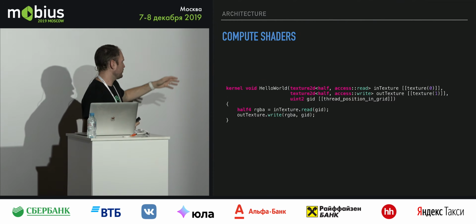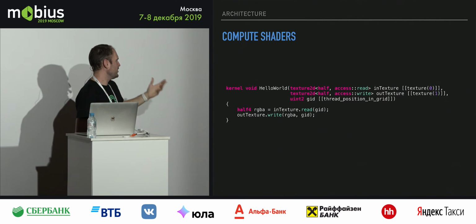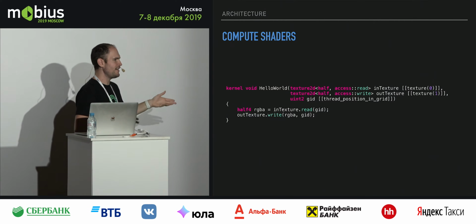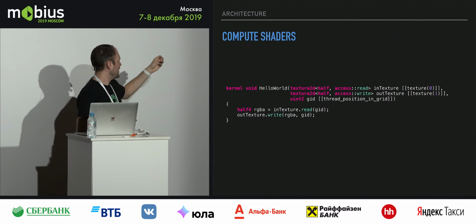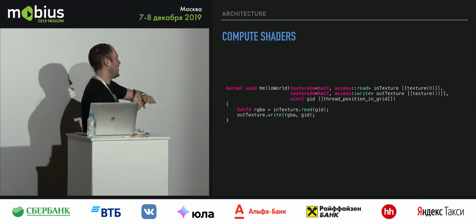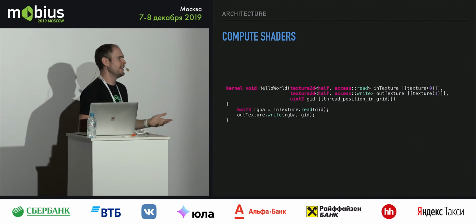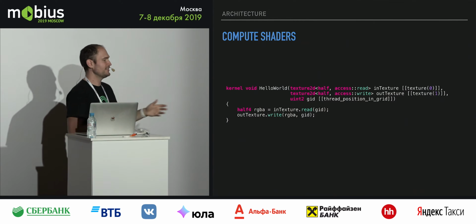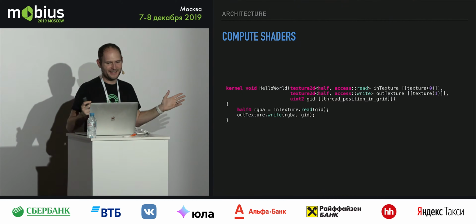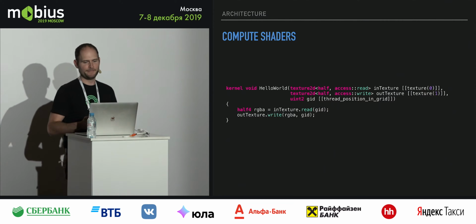So all that we're doing is we're taking the first texture, we're reading in the coordinate using .read, and then we get this half4 value. Half is a half float. And then we take that same color data and we just pass it on to the output texture, writing it in the same position. So this is about as simple as you can get. It accomplishes nothing, but that's what a shader looks like.